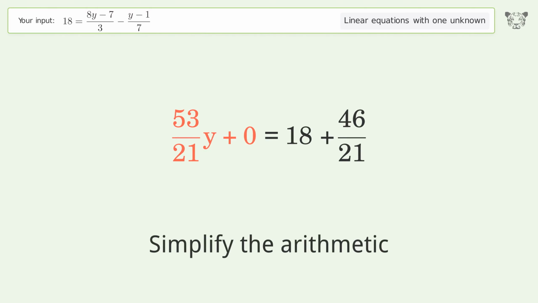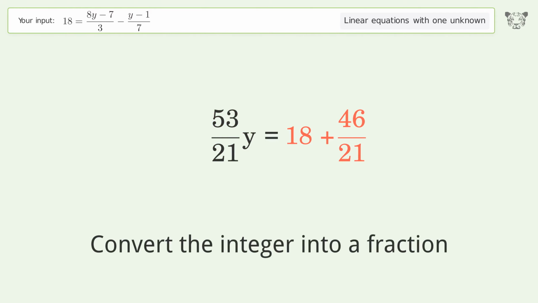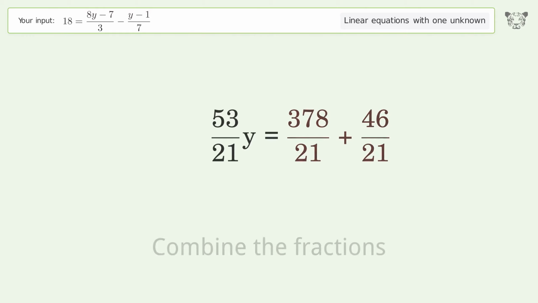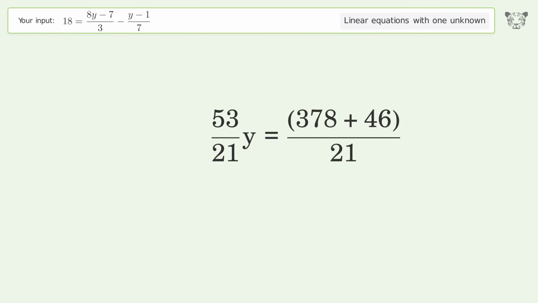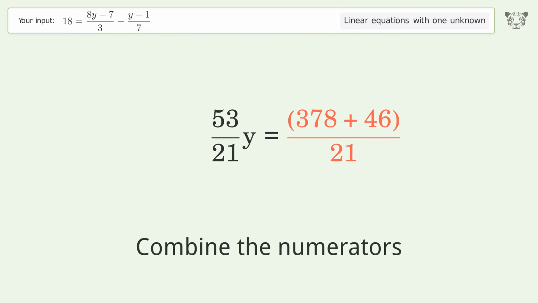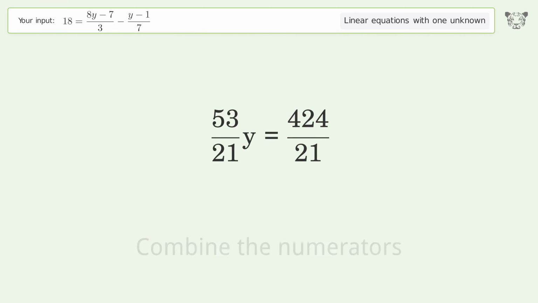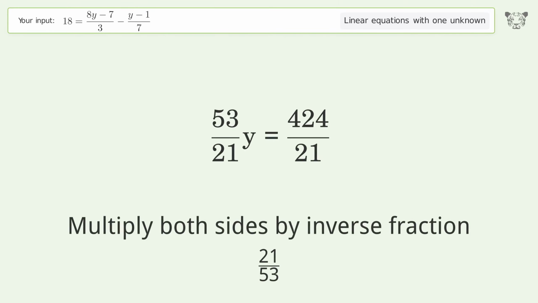Simplify the arithmetic. Convert the integer into a fraction. Combine the fractions. Combine the numerators. Isolate the y. Multiply both sides by inverse fraction 21/53.